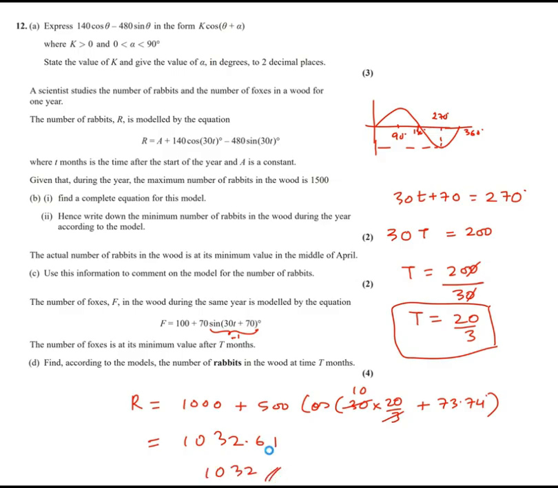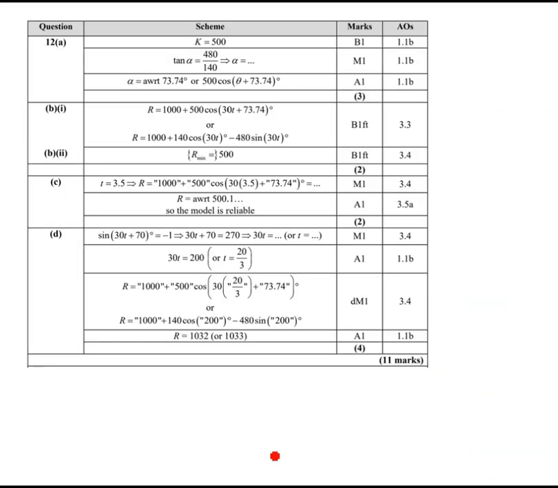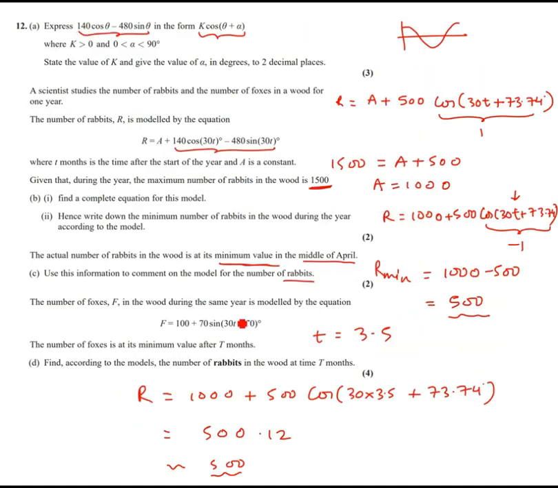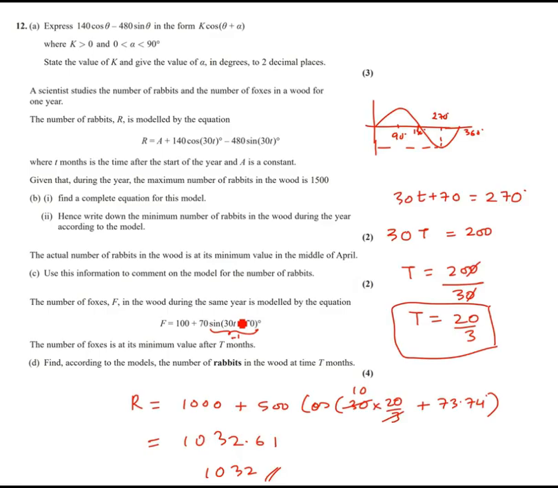Let's check the answers now. So first one is K is 500, alpha is 73.74, then 1000. You can write in this form, that's what we have. And R min will be 500, and we got 500.1, so the model is reliable. Then this gives us T equals 20/3, and this gives us 1032. So all the answers are correct. Well done.